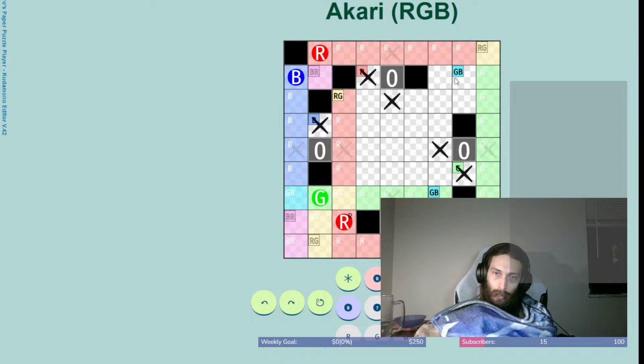This needs both green and blue. Well, this can't be blue, so it's green. Then this one's blue. So then I think this one's blue. That way it illuminates both of these blues that need to be illuminated. Right.